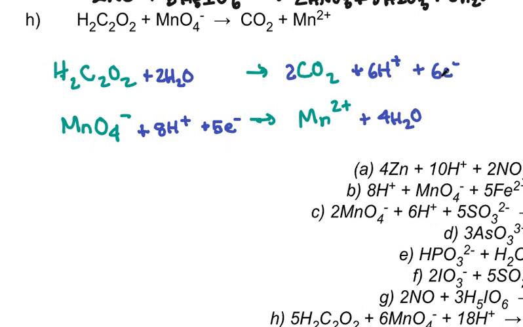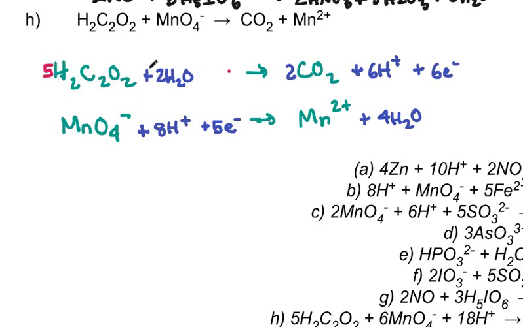5 electrons and 6 electrons. What's the lowest common multiple for that? 30. Yikes. Biggest number we've seen by quite a bit, but that's okay. Big numbers don't scare us. We're chemists. So we need to make 30 electrons here. We multiply all of this by 5.